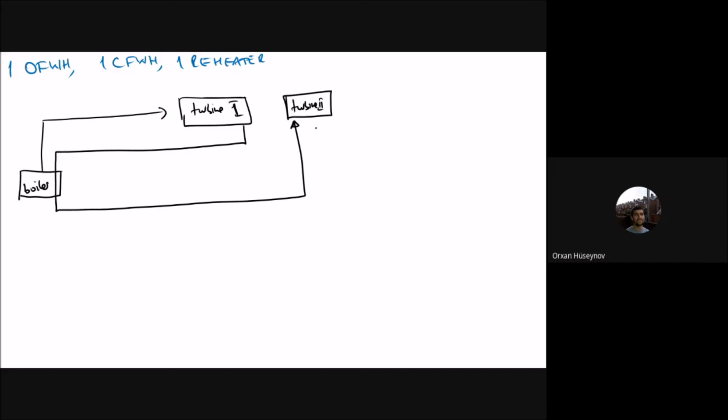Okay, and then from this turbine 2, you will have that condenser. Let me add it here. Okay, now comes the feed water heaters.